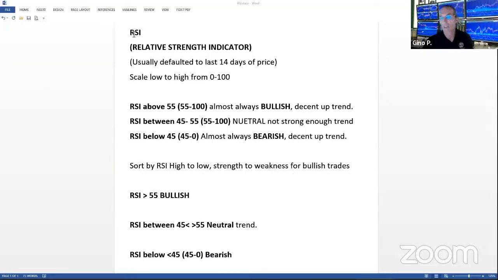Today I want to talk about RSI, invented way back, I believe in the 70s, by a gentleman named Wilder. This is something I use every day and for many years, since I've been trading for 20-something years now. I really like this indicator because it helps me organize a lot of things, which I'm going to show you. The relative strength indicator is usually defaulted on most brokers and software to 14 days. You can manipulate that, but you can just leave it there at 14 days. It works fine. It's basically a scale from 0 to 100.